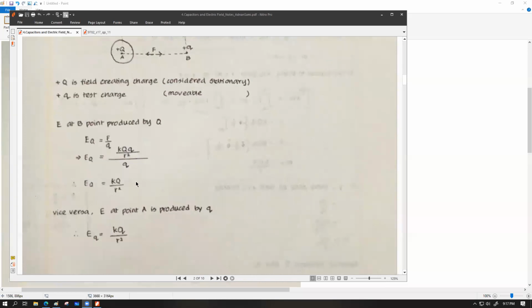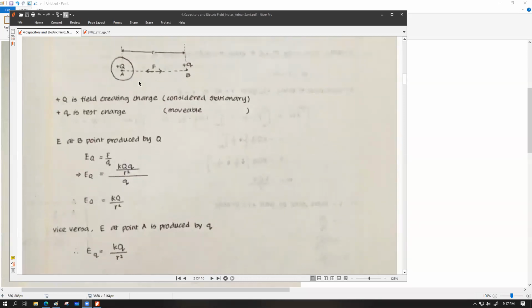In other words, I can say that from a charged object of Q value, the electric field strength at a distance R from its center is given by this expression. This means how much force would this charged particle exert on 1 Coulomb charge at this position. So Q Coulomb charge experiences F force, 1 Coulomb charge experiences F by Q force. That's basically the definition of electric field strength, force experienced by unit charge, F by Q.